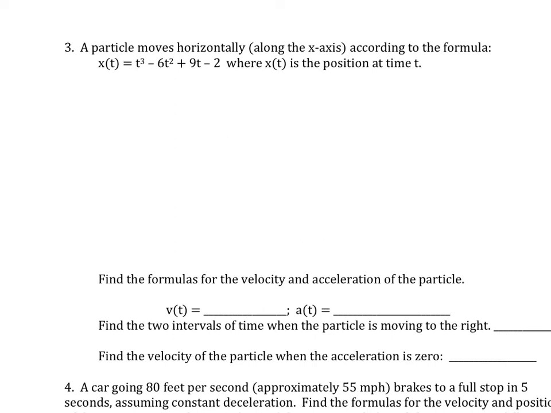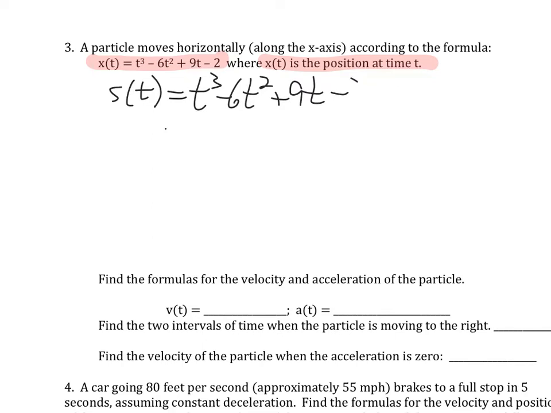Problem 3: a particle moves horizontally along the x-axis according to this formula, and x of t is the position at time t. Okay, so this is a little bit different. Here, they're not giving us the acceleration. They're giving you the position function. So I'm going to change it so it looks like the previous two. I'm going to change this into s of t equals, and then you see the rest.